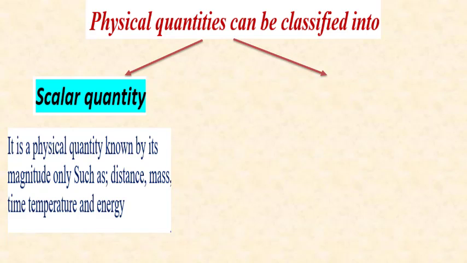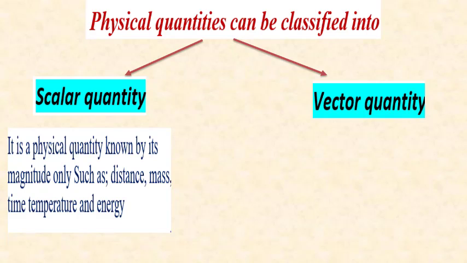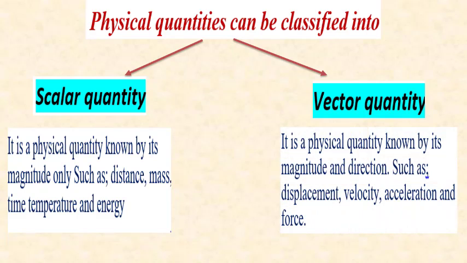Number two, or the other type, is a vector physical quantity. It's a physical quantity that has magnitude and direction, like displacement, velocity, acceleration, and force.